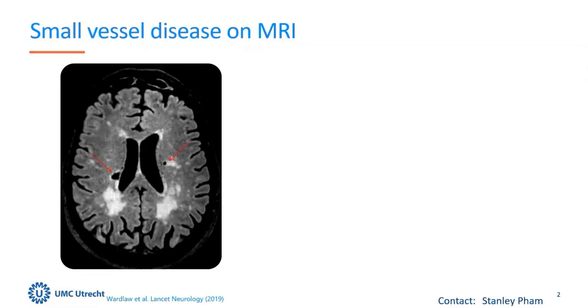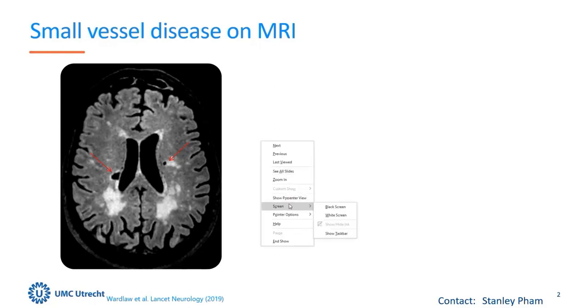Small vessel disease is a disorder that concerns the small arterioles, capillaries, and vessels in the brain. Typically, people with small vessel disease present in the clinic with memory problems and cognitive impairment. Typically what we see on clinical MRIs are lesions in the white matter, such as these white matter hyperintensities.